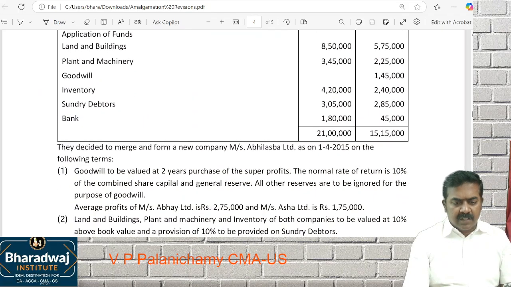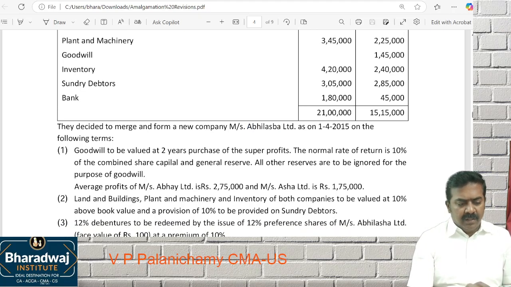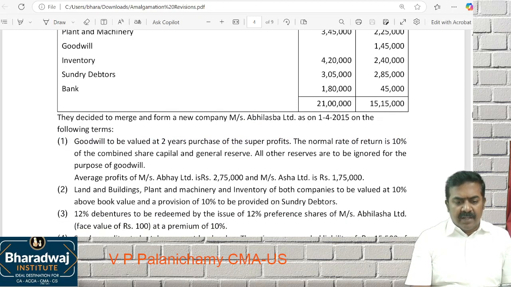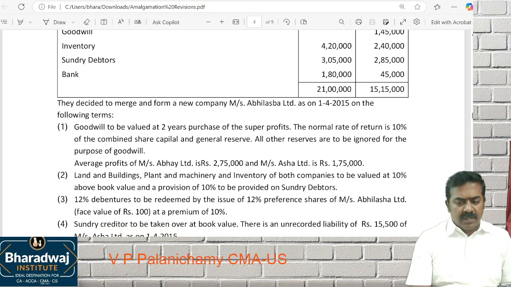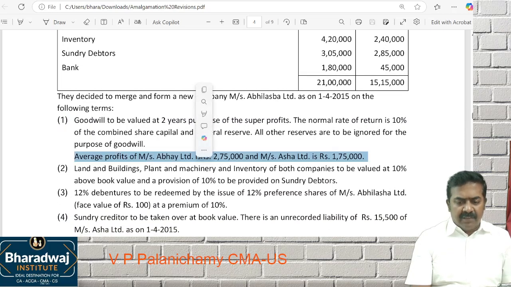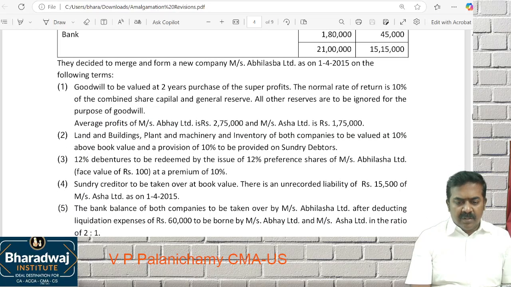Two companies are given. They want to merge in the form of which one? Abhilasha Limited is given on 1/4/2015. Goodwill we have to value based on what? 2 years purchase of super profit. Normal rate of return, combined capital of reserve is given. All other reserves are ignored for the purpose of goodwill. Average profit is given to us. Land and building, plant and machinery, both the companies are valued at 10% above the book value. Provision 10% for debtors is given to us.